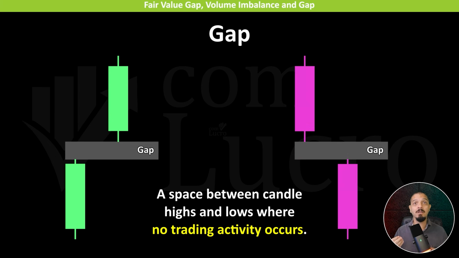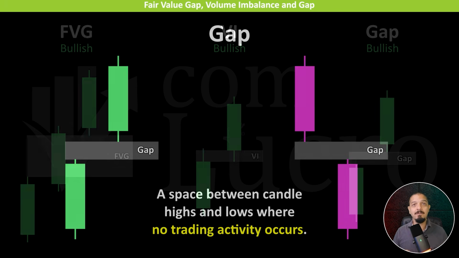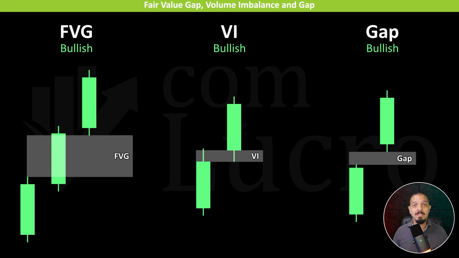A gap, on the other hand, occurs when there is a complete absence of trading activity between candles. In a bullish gap, there is space between the high of the first candle and the low of the second candle. In a bearish gap, there is space between the low of the first candle and the high of the second candle. In the illustration, you can see the bullish versions of a fair value gap, a volume imbalance, and a gap placed side by side for comparison.